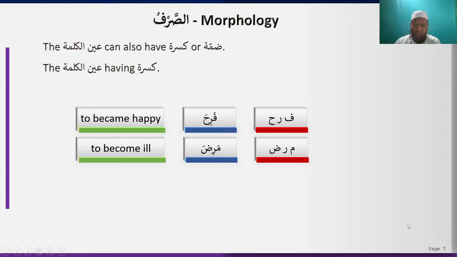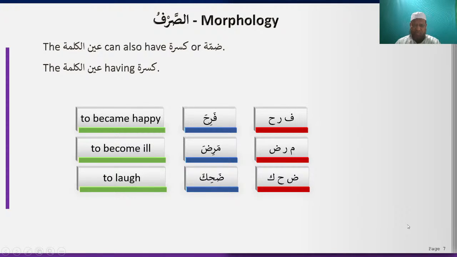So just for example, we leave these three verbs. There are many as we come across, we'll point out. We are learning the al-fi'l al-lazim. Those fi'l do not require a maf'ul bihi. The aynul kalima sometimes has a fatha, sometimes has a kasra. So fariha, to be happy or to become happy. Marida, to become ill. And dhahika, to laugh.